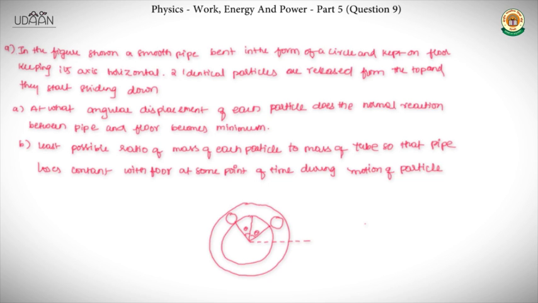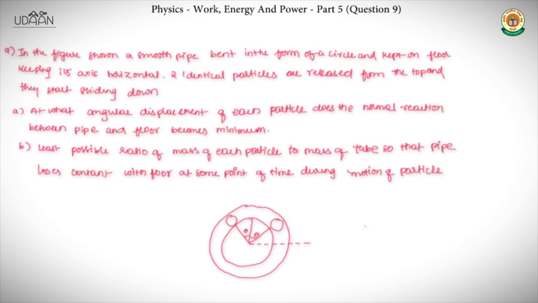It has two parts. The first part states that we need to find at what angular displacement of each particle the normal reaction between the pipe and floor becomes minimum. Then we need to find the least possible ratio of the mass of each particle to the mass of the tube, so that the pipe loses contact with the floor at some point of time during the motion of the particle. So we'll move towards the solution part.